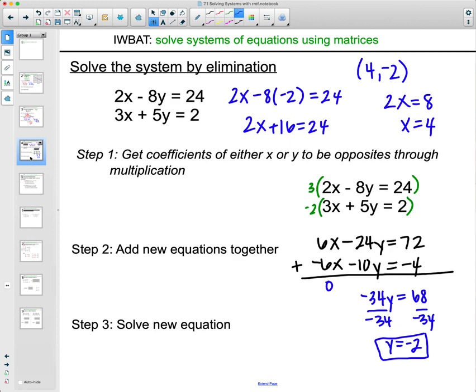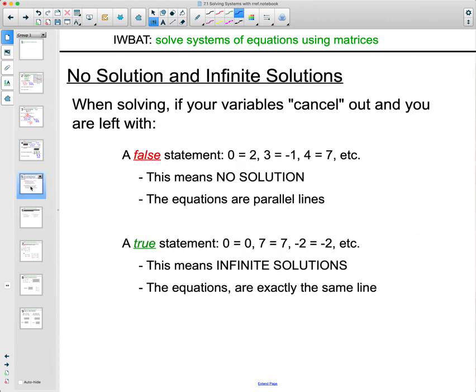So that's the algebra way to solve it. So we're going to get into matrices today that are going to show you a much quicker way to do some complicated systems.